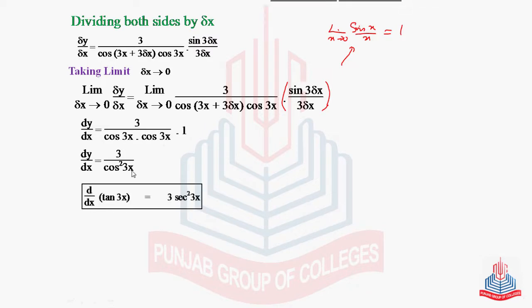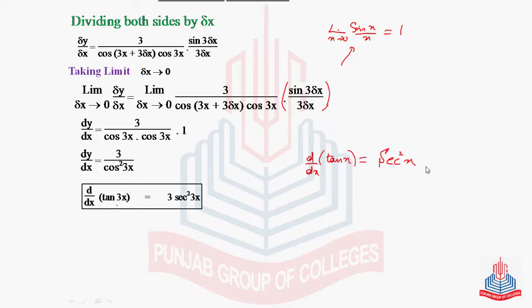So d by dx, and this y was actually tan 3x, so the derivative of tan 3x will become 3, and this 1 over cos square can be written as secant square 3x. So again we can verify our result with the original formula: the derivative of tan x is equal to secant square x.